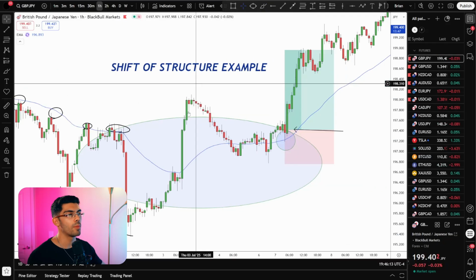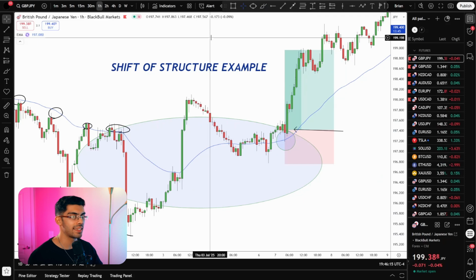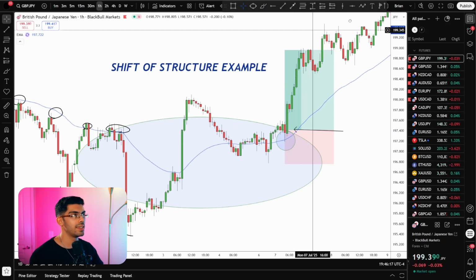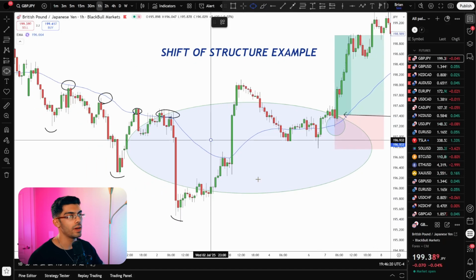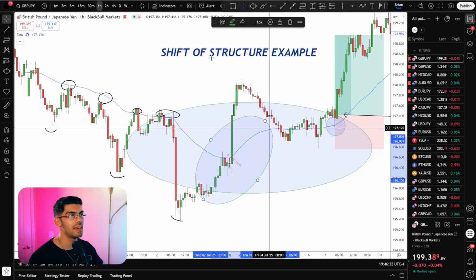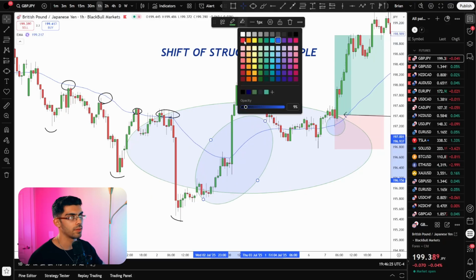But then look what happened. The market shifted, and we can see that with price action. But what else can we see that with? We can see that straight up in the fact that this EMA shifted to the upside. So I'm going to put it in a different color. Let's put it in yellow.